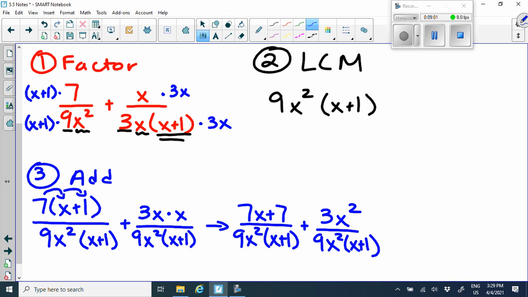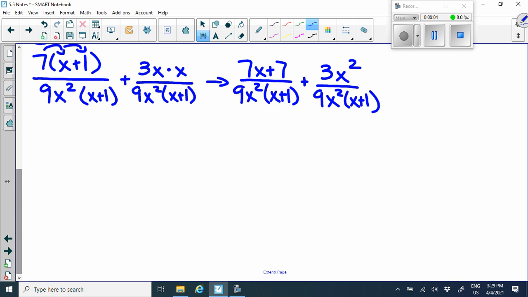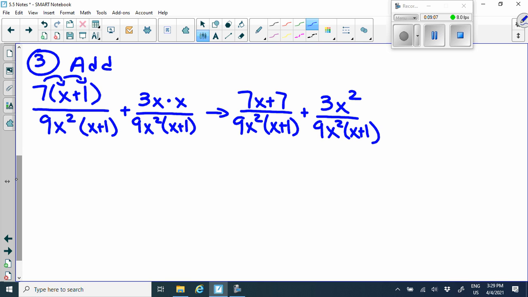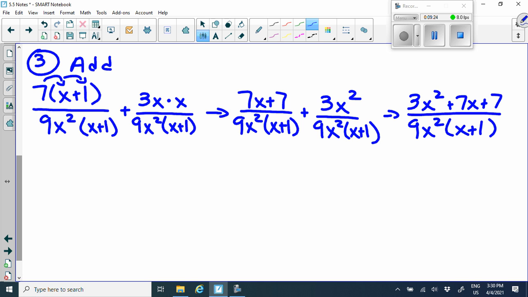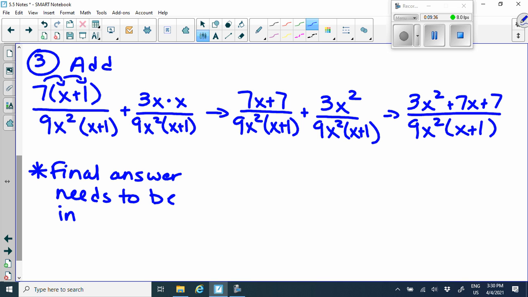So now I combine my numerators. We don't have any like terms to really combine. We have a 3x squared, a 7x, and a 7. So I'm going to rewrite this in standard form: 3x squared plus 7x plus 7 over my denominator. Now, as I said, we need to make sure our final answer is in factored form, or I guess you need to simplify. So the final answer needs to be in factored form.